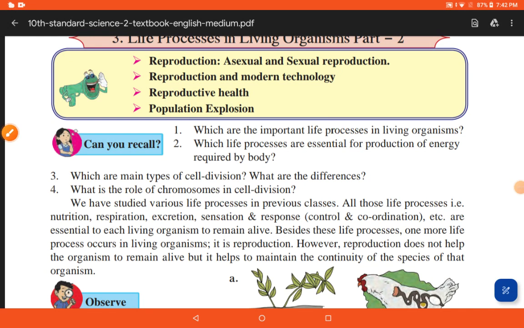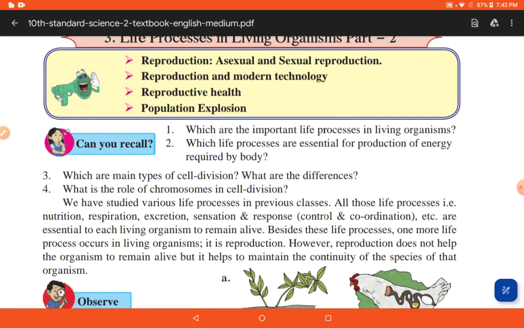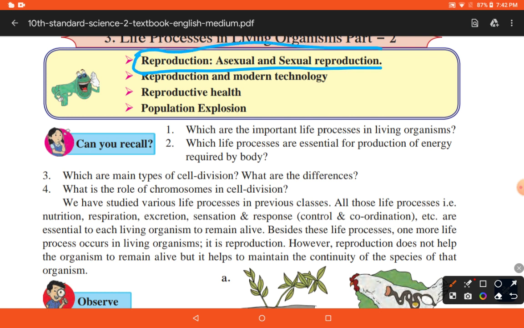So today we're going to start with the life processes in living organisms, part 2. Do not worry whether it is part 1 or part 2. I wanted to start with the reproductive system, okay? In this particular video, we'll be dealing with reproduction, asexual and sexual reproduction. Sexual reproduction only up to plants I'll be dealing with in this part. In the other part, we'll be dealing with the animals.